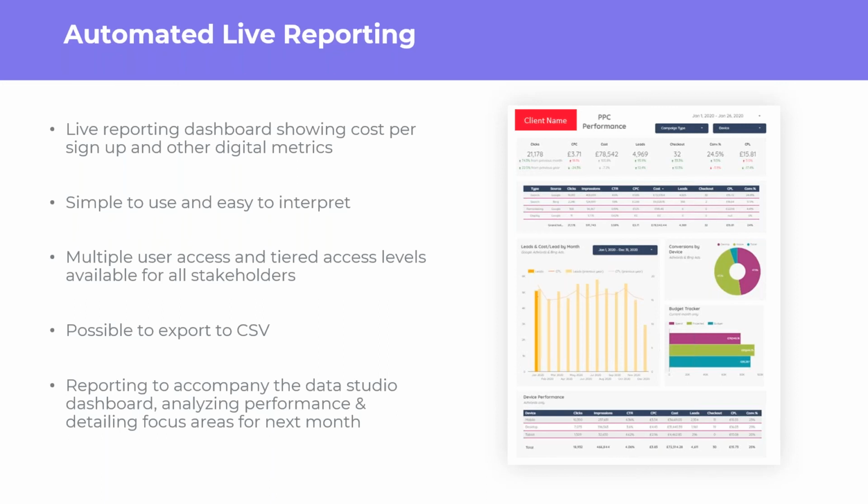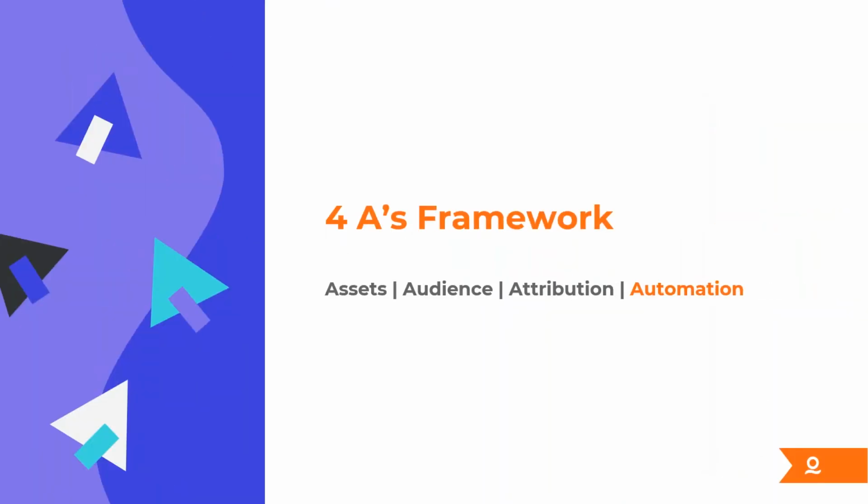So that is attribution. The final A is automation. When we have the best possible assets, the audiences are in place, and we know what's working and what's driving the successful applicants, we then use data and automation to scale the advertising using all the data points that we've got.